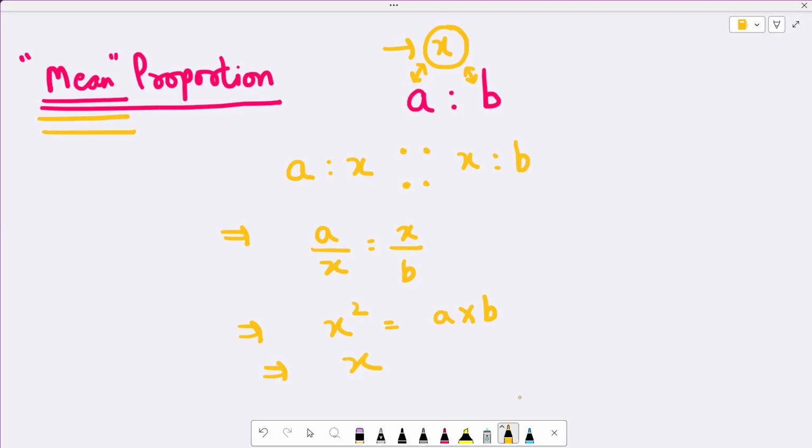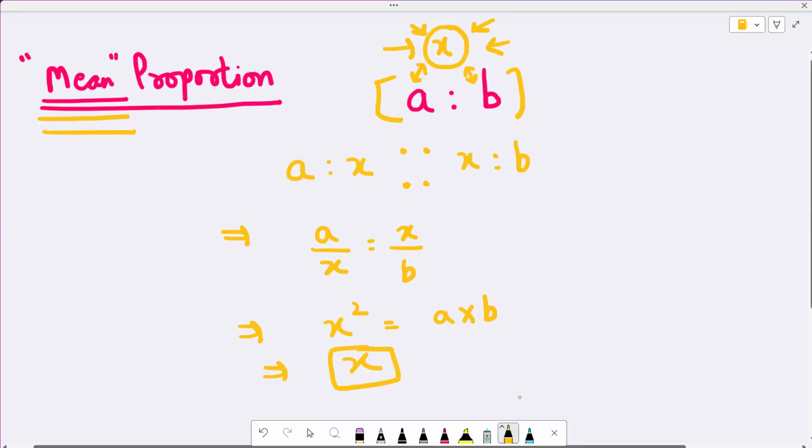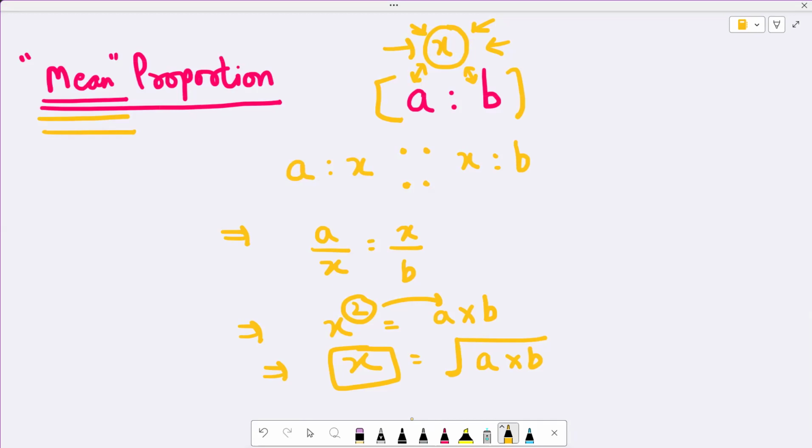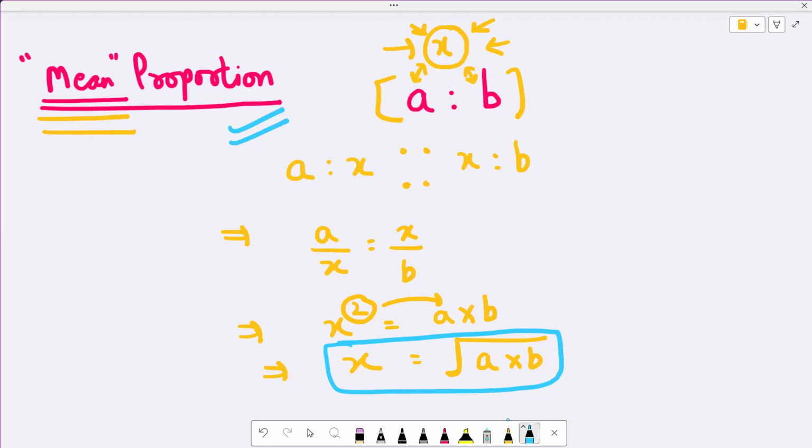So what will X be? The mean proportion that we are talking about, whenever we are asked to find out the mean proportion of a particular ratio, then this variable X will be considered as the mean. So in order to find out the mean or X, we have to do under root of A multiplied by B because it is square. So when it goes to the right hand side, it will become under root. Right? Therefore, the value of X will be equal to root of A multiplied by B. So this is how we find out the mean proportion. Now let us go to the third proportion.